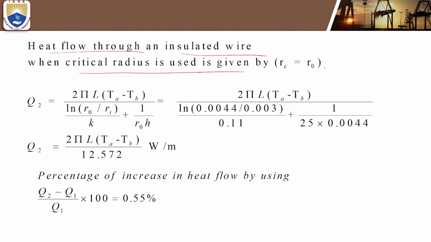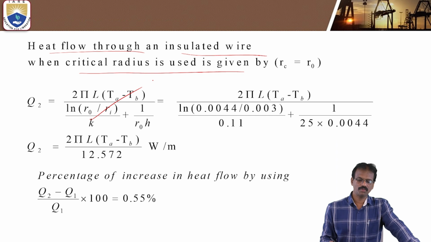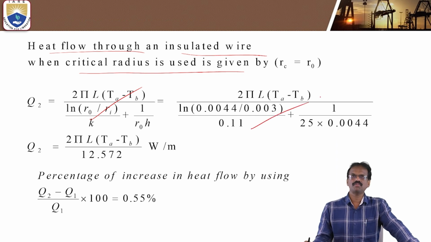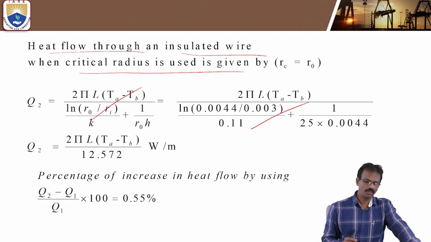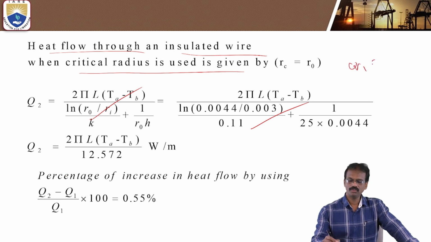So here RC is equal to R naught. Then you can find the Q using 2 pi L into T_i minus T infinity divided by ln R naught by R1 into 1 by K, plus the convection term. This is the formula. Based upon the formula, you can substitute the values, then you can find out the Q value. Just like we are finding the Q1 value for the given R naught in the numerical, then we have to find out Q2.